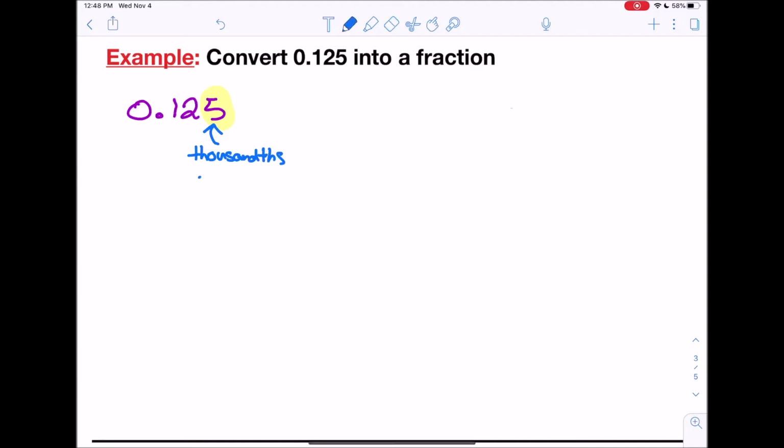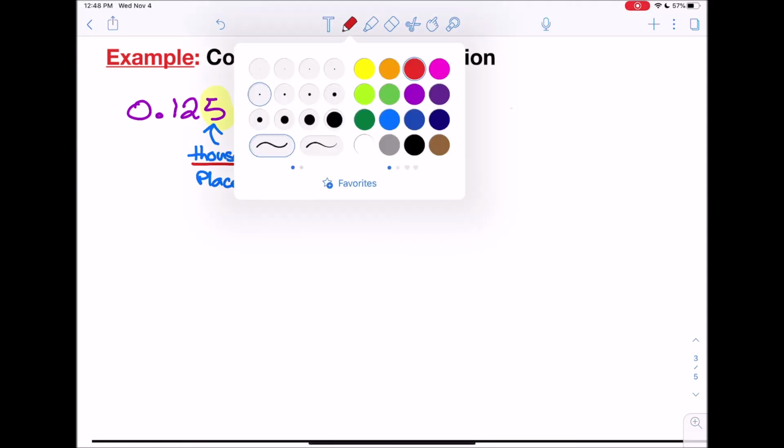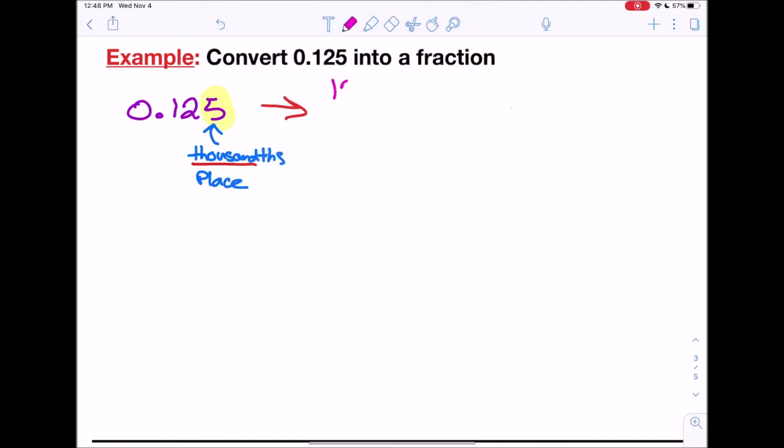Okay, it's in the thousandths place. So that means our root word is going to be 1,000. So that means I'm going to be multiplying by 1,000. Now, if I multiply by 1,000, I know I'm going to get a whole number on top, so it's going to be 125, and then 1,000 on the bottom.